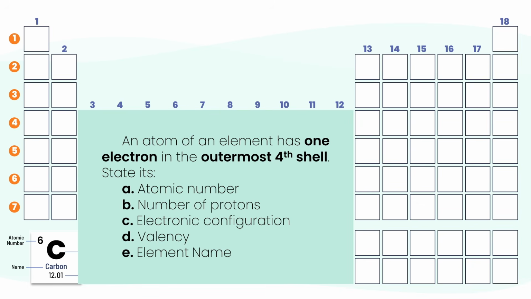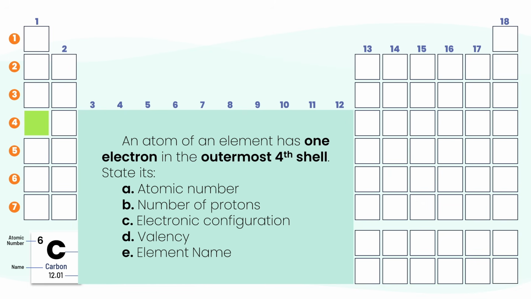Remember, the number of shells tells us the period and the number of outermost electrons tells us the group. So, one electron in the fourth shell means period 4. And since there's only one valence electron, that places it in group 1. Where period 4 and group 1 meet, that's our mystery element. It leaves us right here.